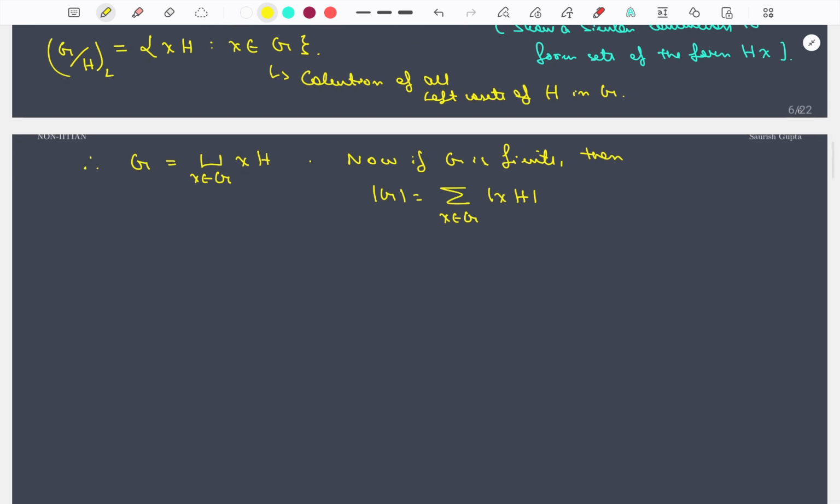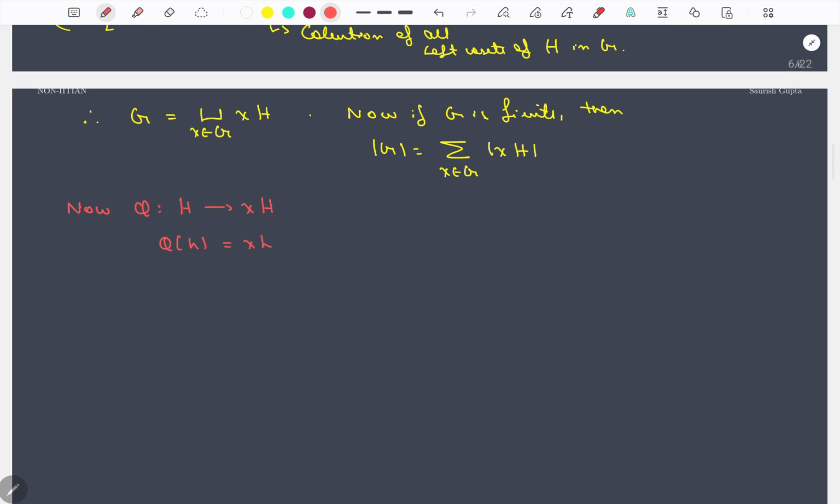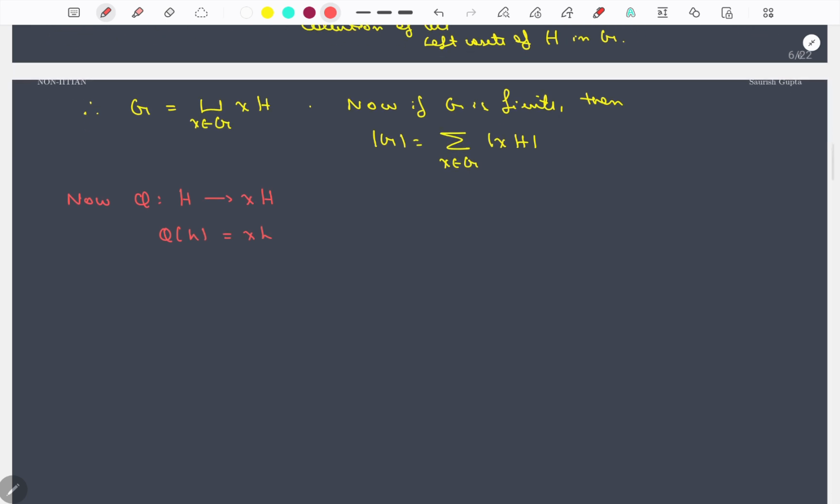Okay, fine. Now what we do is a very interesting thing. Consider a function phi from, let's say, H to xH. We choose an element h and we map it to x times h. So it's a very natural construction. Now is this map well defined? It's well defined by the very definition itself. So it's well defined.